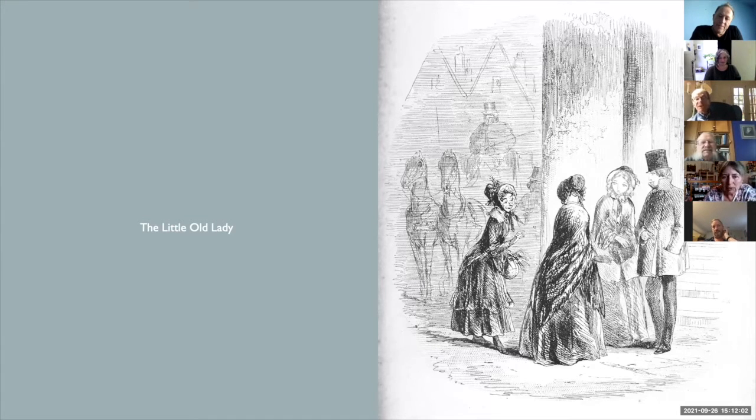So tell me what you see. Who are the people? What do you see? Where is this set taking place? And just tell me your reaction to this first illustration.